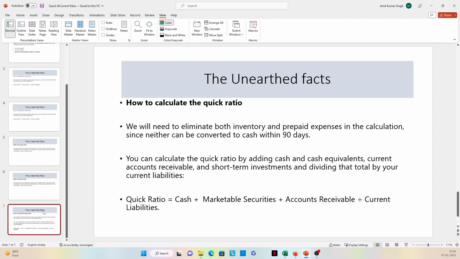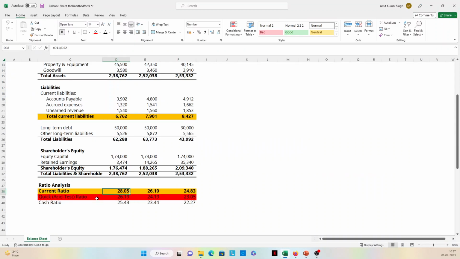Again, this is very simple. The only thing you want to understand here is that the liability is still the same, but the assets are now only those that can be converted within 90 days, compared to the previous one, the current ratio, which is the 1 year. Look at this. D22 is your current liabilities, the liabilities that you have to pay within a year.